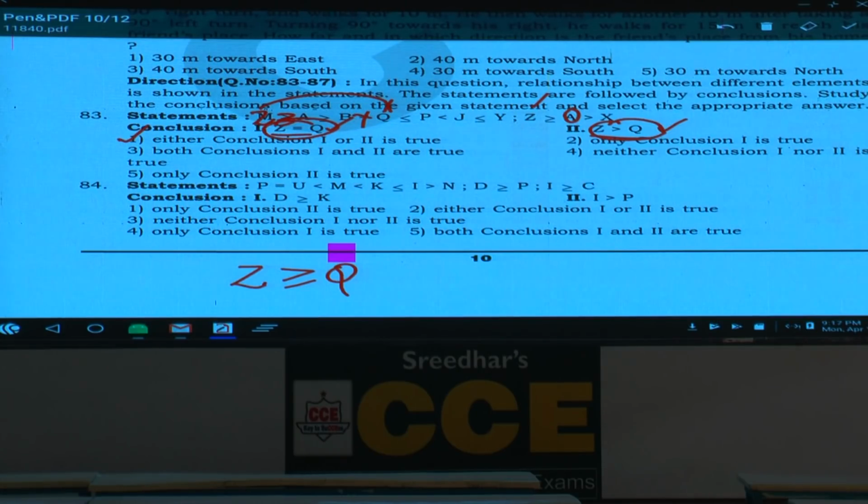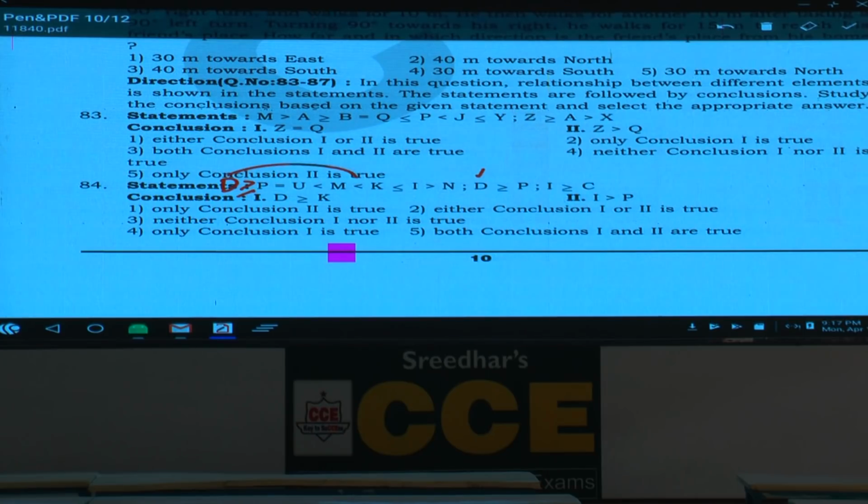Done with this? Question number 83, the choice 1 is the answer. Then 84. Now question number 84, the relation between D and K. D is here and K is here. The letter which is common is D. D and K. Now D and P. D and P is common. Now D is greater than or equals to P. D greater than or equals to P, and K is here.